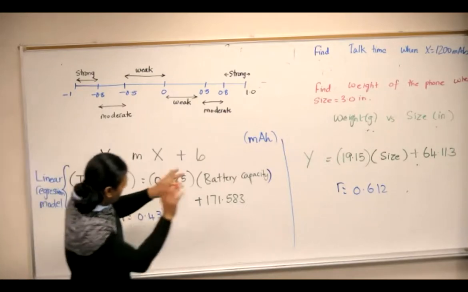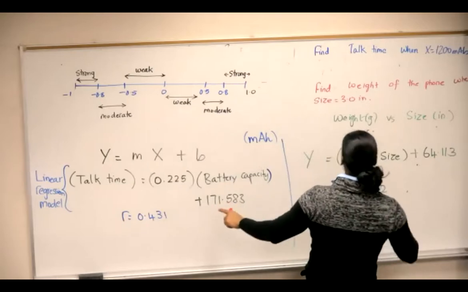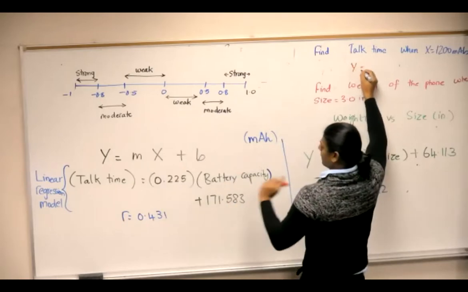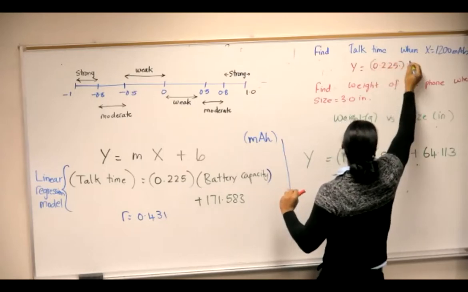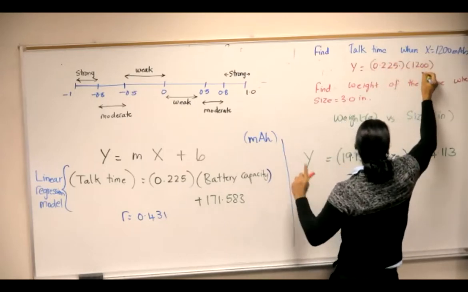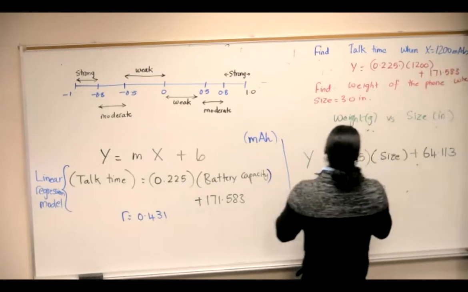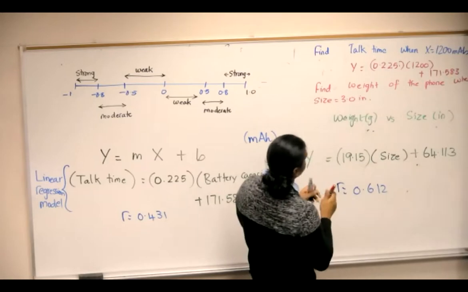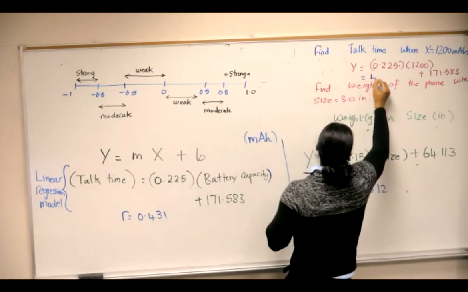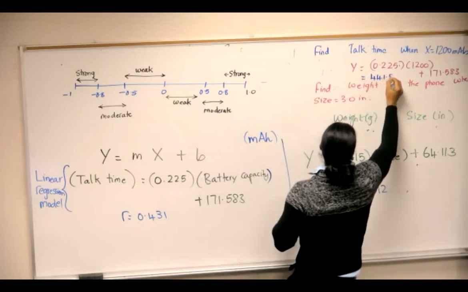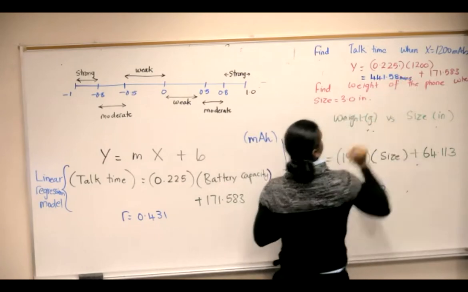So I picked 1200, it is in the range of our data. So y would be equal to 0.225 times 1200 plus 171.583. And what answer did we get? 441.58. 441.58 minutes. Good.